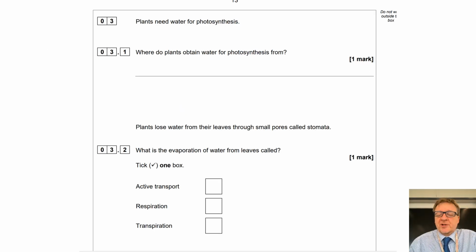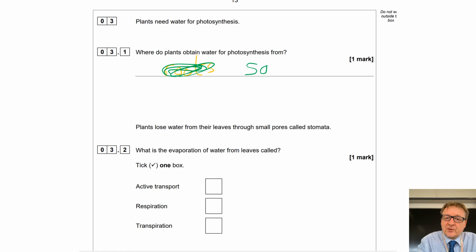Plants need water for photosynthesis. Okay, we know the photosynthesis equation. Where do plants obtain water for photosynthesis from? Now this actually caught me out, this one. What I did is I wrote down roots. But that isn't where they get the water from, right? What they do is they get it from the soil. And that actually caught me out when I did it.